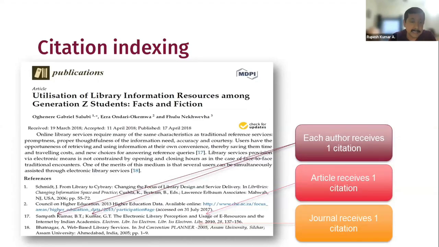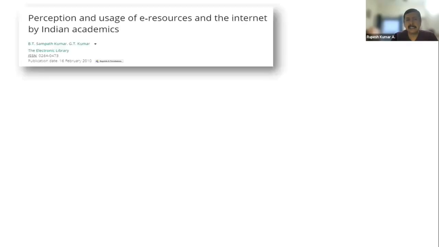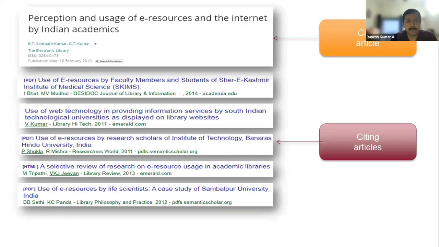Okay, and this 2010 article authored by Sampath Kumar and GT Kumar will gradually accumulate citations over time. That means 2010 was the year of publication of this article by these 2 authors, and gradually, like a magnet, it has gathered 173 citations according to Google Scholar. So there is a cumulative impact of citations. Okay, so have a look at the different other articles which have cited the original article published by Sampath Kumar and GT Kumar. So over a period of time, there will be cumulative citation impact.